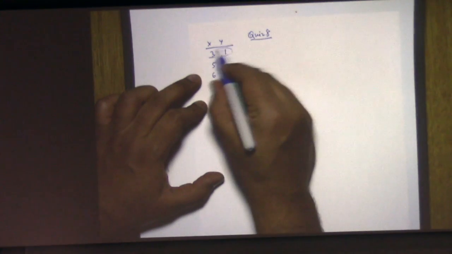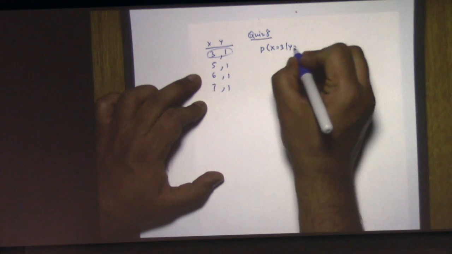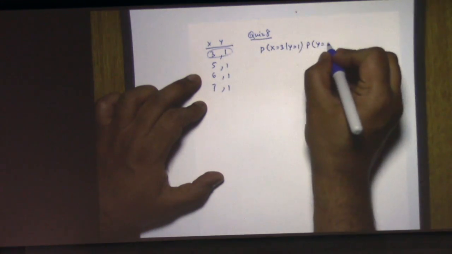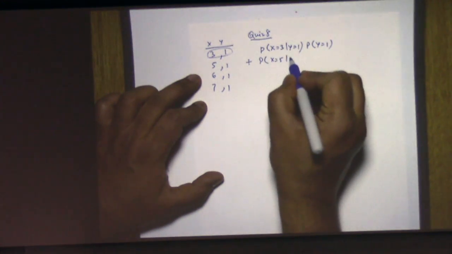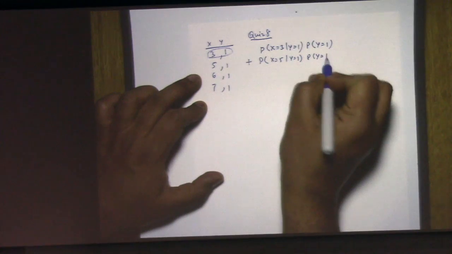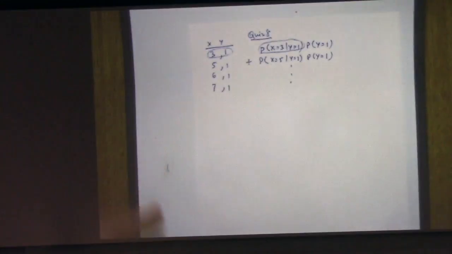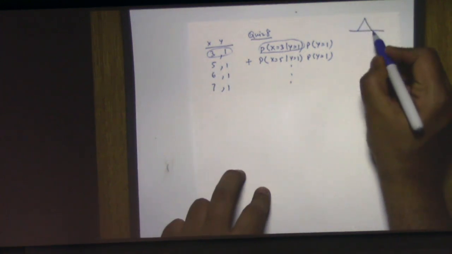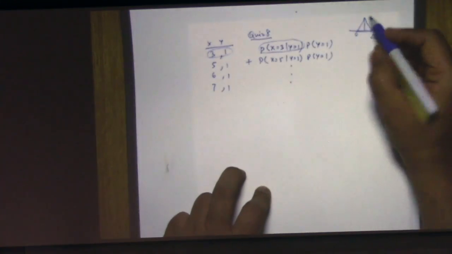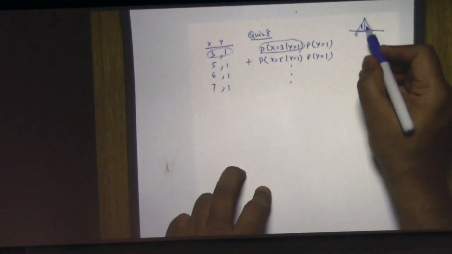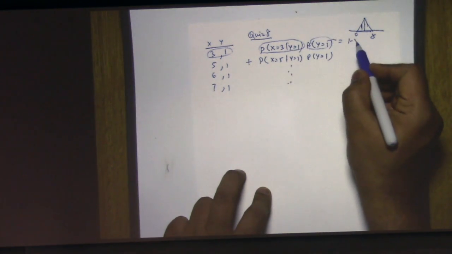So the probability of this data point will be the probability of x to be 3 given y is 1, times the probability y equal to 1, right? And then plus the probability x equal to 5, y equal to 1, p(y equal to 1), and so on, right? And you can compute this, because you basically look at your distribution. Your distribution looks like a triangle, right? So this is 0 and this is 8. So 3, you will get it from here. 5, 6, 7, you'll get it from here. So you'll substitute those, and y equal to 1 is always 1 minus lambda, right?